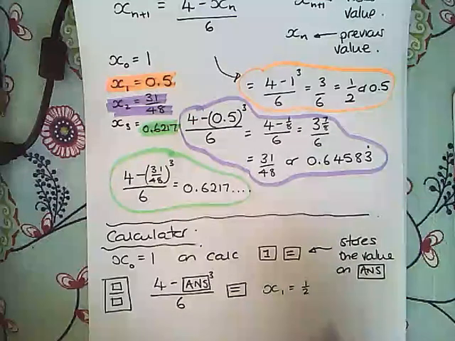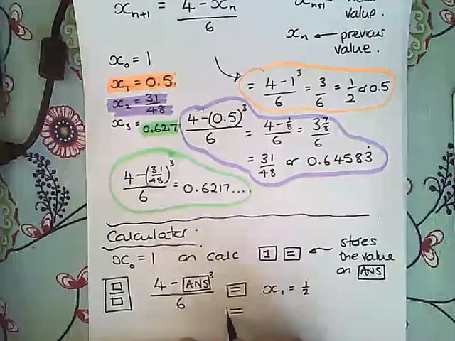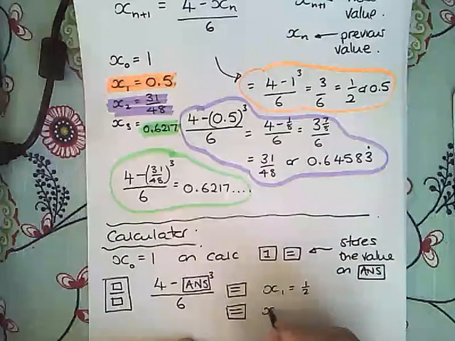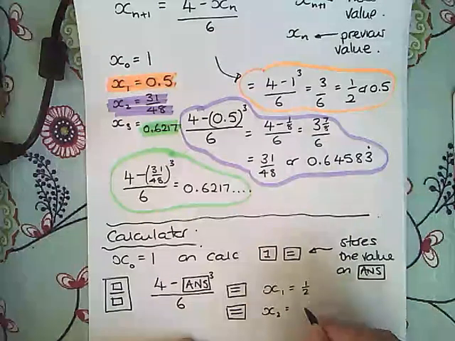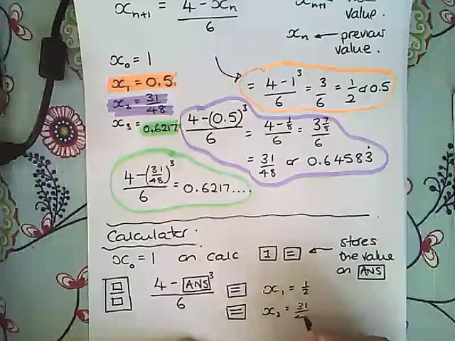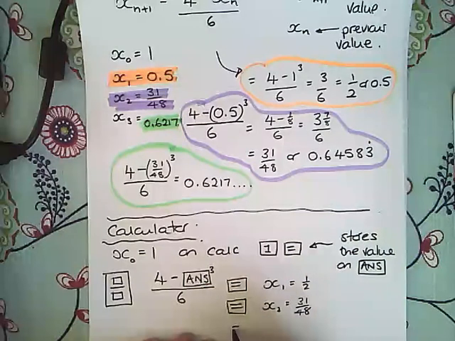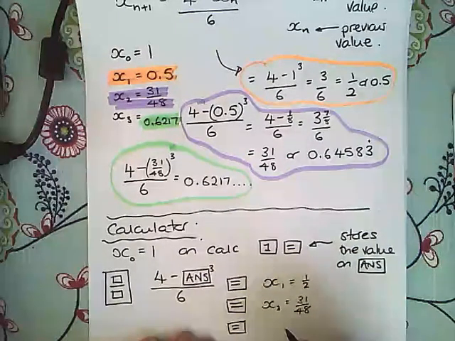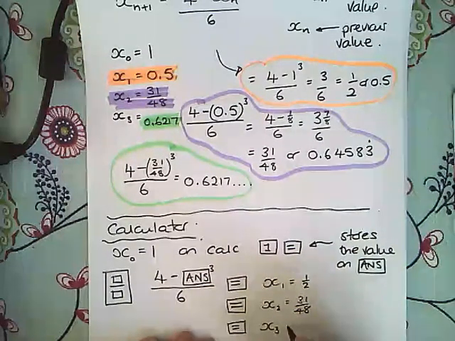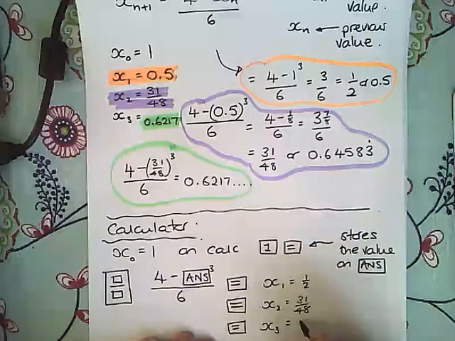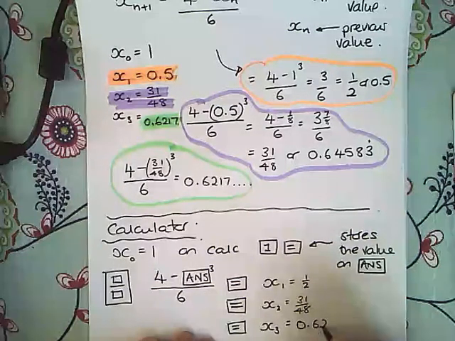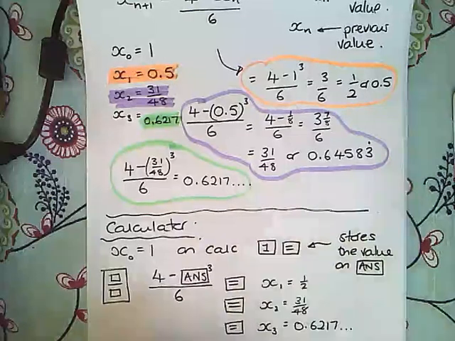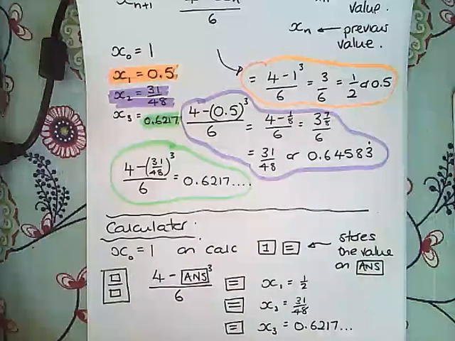I pressed the equals button again. That gave me x2, which was 31/48. We saw that on the calculator display. Press it again, and it gives you x3, which was a decimal that keeps going, 0.6217, and so on. Okay, hope that helps.